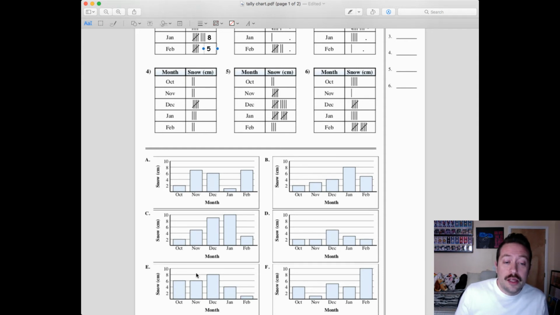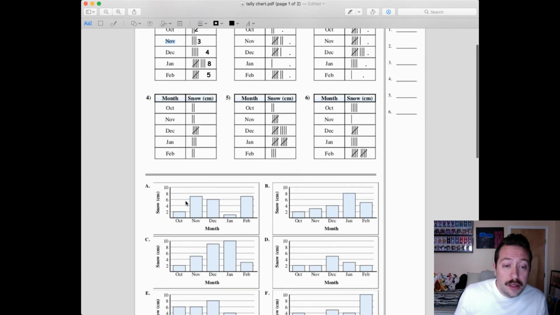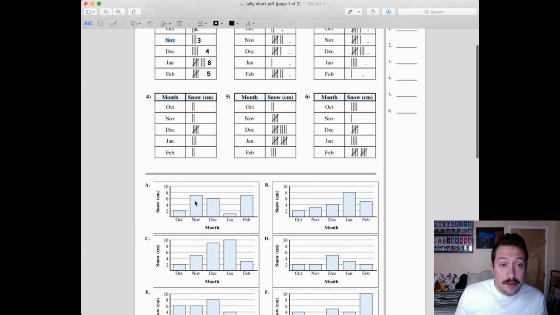So I know it cannot be E and F. So now I'm down to 4 choices, okay? Now I'm going to go to the next month, November, 3. Okay, so this November is 7, so it cannot be letter A.